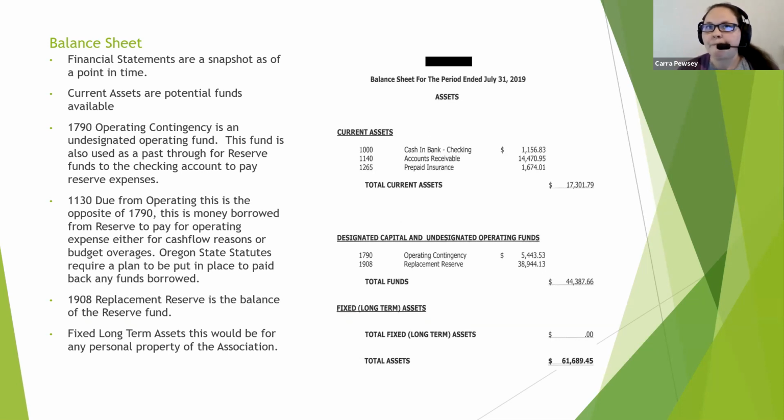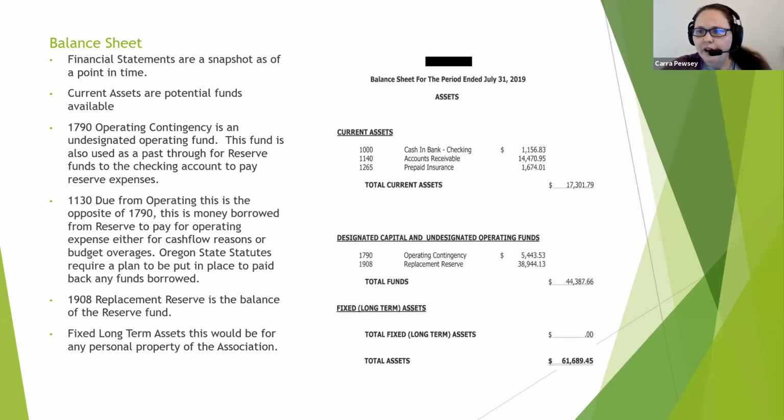Whereas I've seen associations that don't necessarily take into consideration all of their expenses when they're budgeting, and then don't increase the budget to match those expenses. So figuring out what caused that due from operating will help you figure out how to fix it too. Because it might be that part of it is increasing the budget and paying back the reserves.